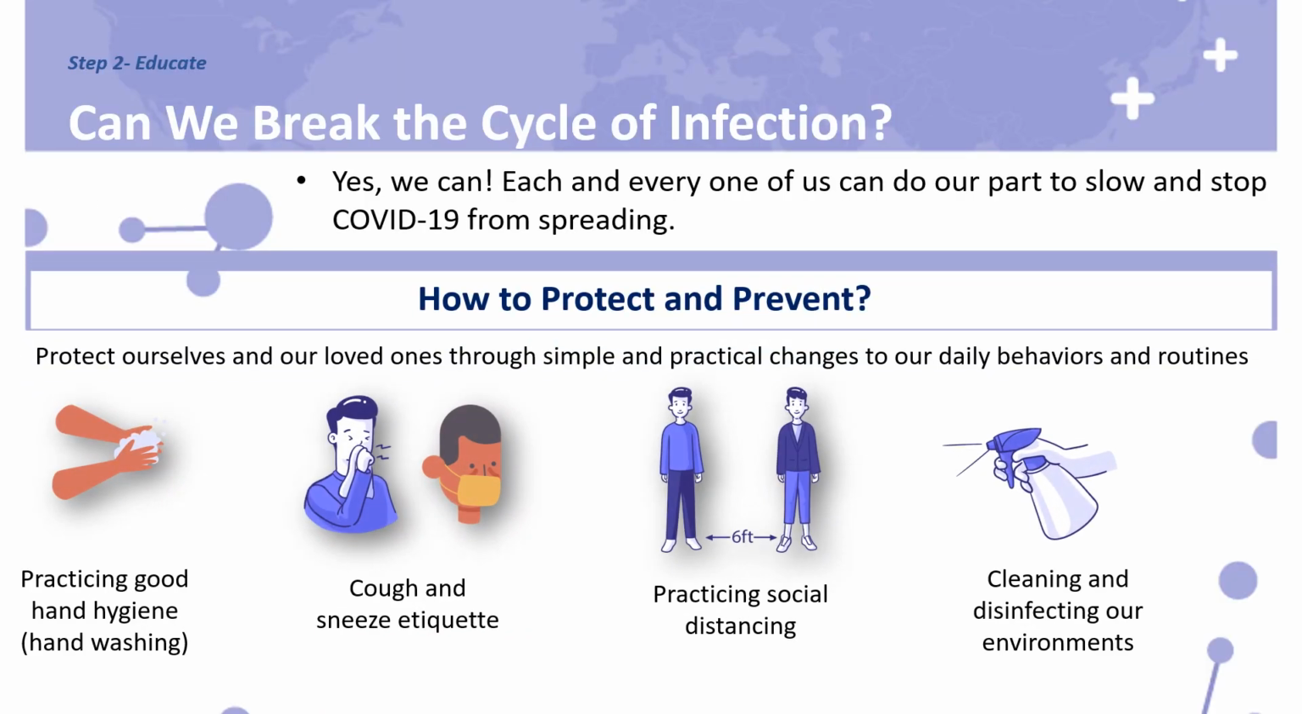Can we break the cycle of infection? Yes, we can. Each and every one of us can do our part to slow and stop COVID-19 from spreading. How to protect and prevent. Protect ourselves and our loved ones through simple and practical changes to our daily behaviors and routines. Practicing good hand hygiene, hand washing. Cough and sneeze etiquette. Practicing social distancing. Cleaning and disinfecting our environments.